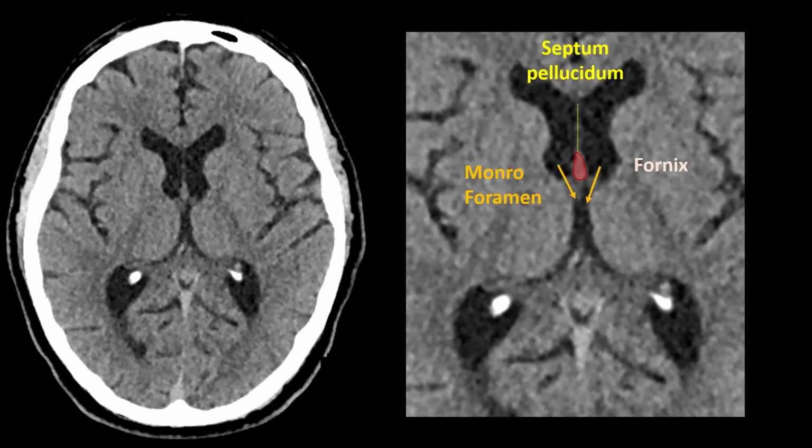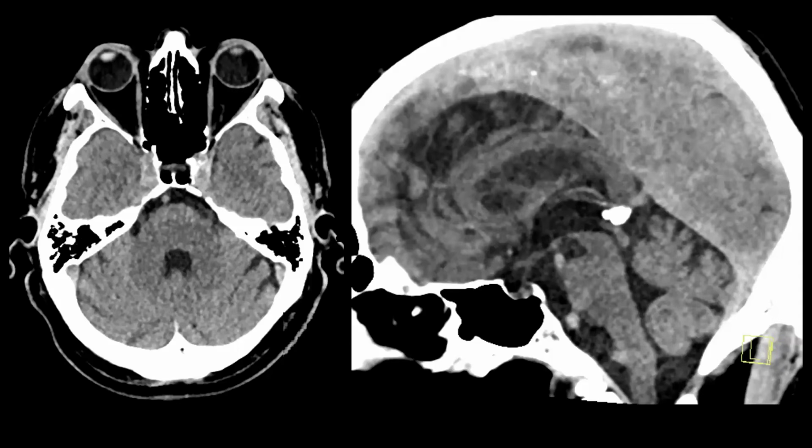This is an important region to examine in a patient with hydrocephalus, because it's important to look for the cause of the hydrocephalus. There are many potential causes, but an obstruction of the cerebrospinal fluid circulation can be one of them. And that obstruction is most likely to occur at those passageways that are the most narrow, like the Monro foramen between the lateral ventricles and the third ventricle.